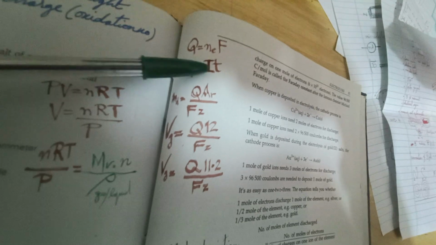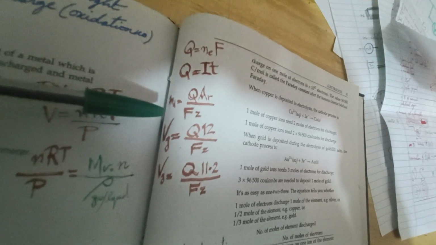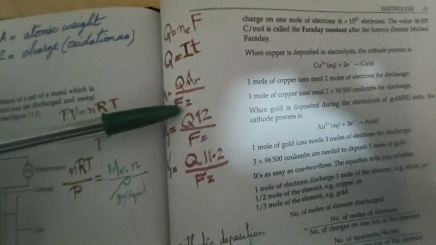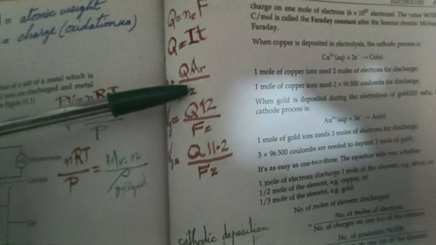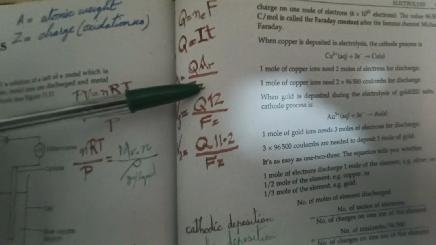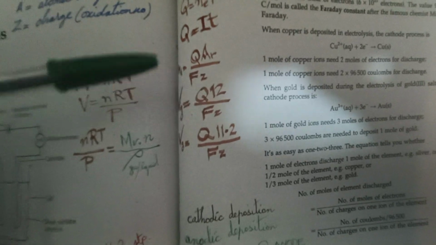This is Q equals IT, current times time. This is mass deposited, which is IT times the atomic mass of the metal, divided by the Faraday constant, 96,500, times the valency of the metal in question. Do not get this wrong, otherwise the whole answer can be shifted by 1 or 2 magnitudes.